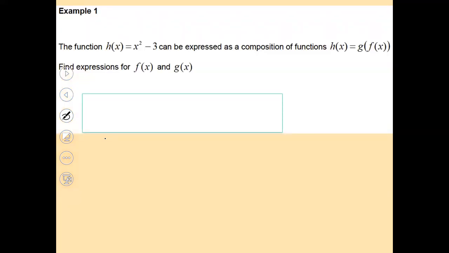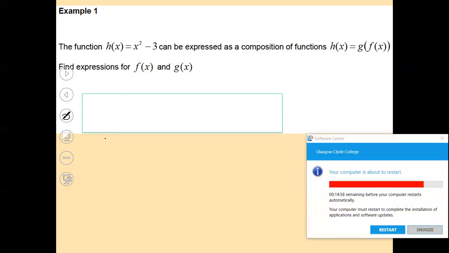Now, we've got a function h of x equal x squared minus 3, and we said that it can be expressed as a composition of functions. Now, find the expression for f of x and g of x. How would you do that? So that's your example 1. What could we use to find h of x? If someone tells me that h of x is g of f of x, what could we say g of x is, and what could f of x be?